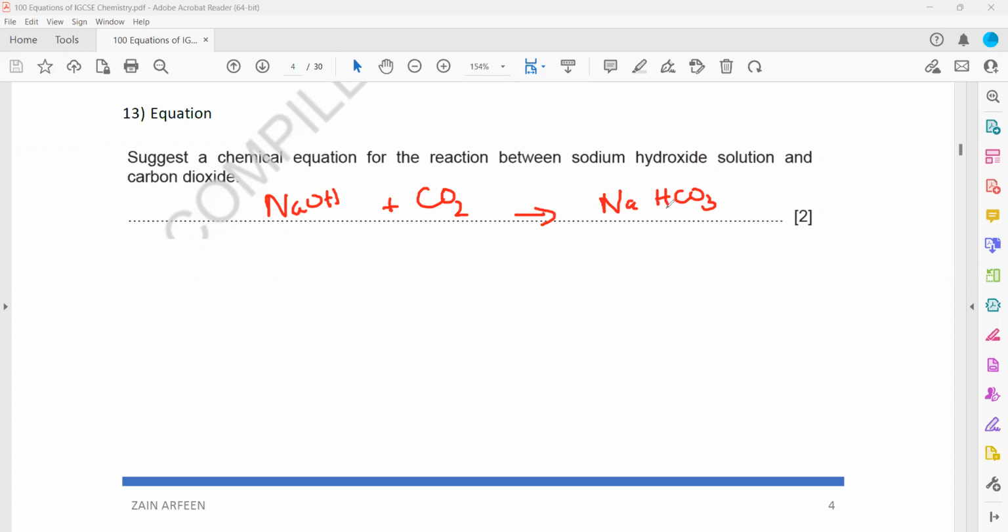So this sodium hydrogen carbonate is a salt. When an acid reacts with an alkali, it will form salt and water. But here an alkali is reacting with an acidic oxide, so as a result, it will only form a salt. There is no water. If it was acid plus alkali, it would be salt and water. But because it is alkali plus acidic oxide, it won't result in the formation of water. Only a salt will form. So sodium hydroxide plus carbon dioxide gives sodium hydrogen carbonate. And this equation is balanced as well, because there is one sodium, 3 oxygen on the left and right, 1 carbon and 1 hydrogen.